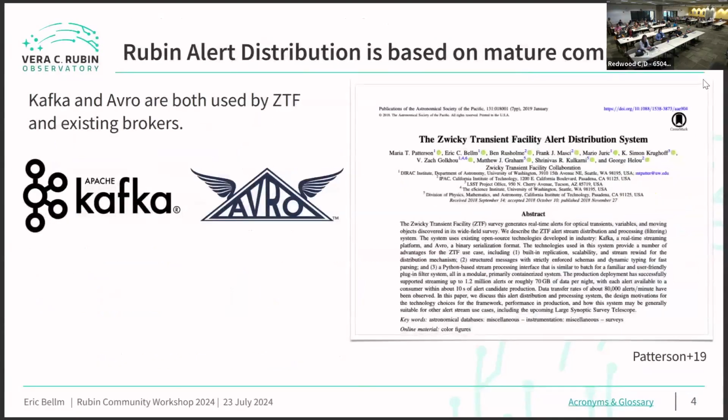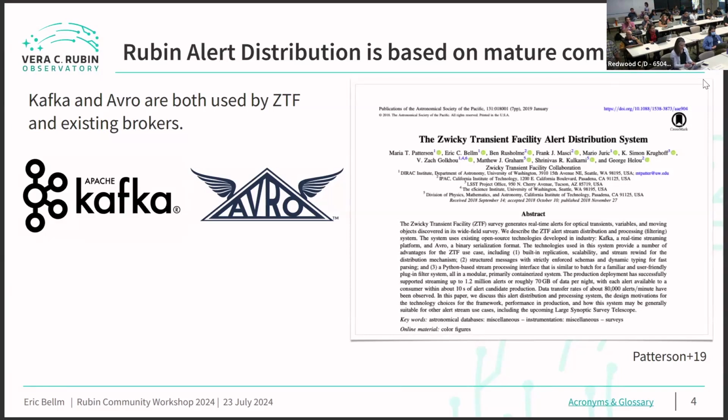The alert distribution is technically based on a couple of open source components that come to us from the commercial internet industry. There is the Avro data serialization format, which is a binary serialization, strongly schemaed. It is relatively compact. It is challenging to get data into because you have to get all the data types right. But once you've done that, the downstream user will always get the right thing with very little parsing.